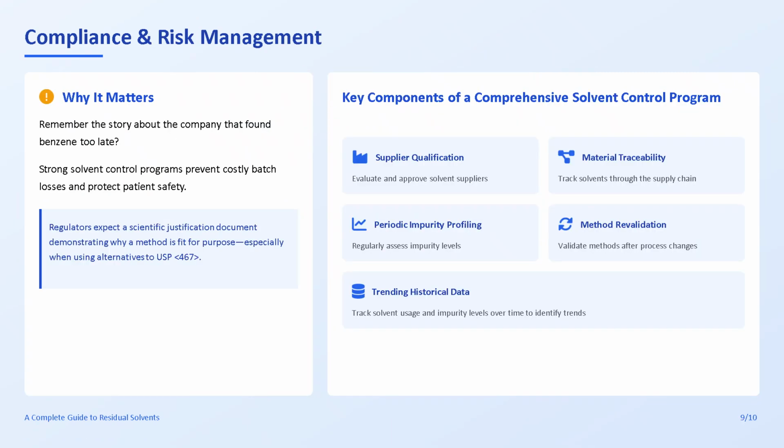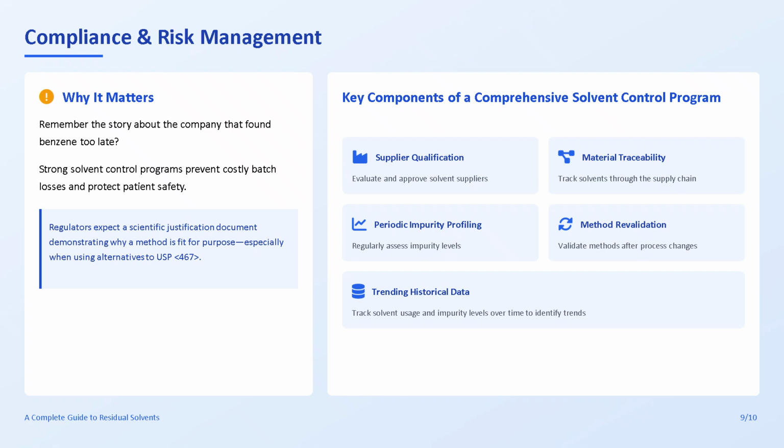Residual solvent control is more than just testing. It's a complete quality system. A strong control program includes supplier qualification, material traceability, routine impurity profiling, method revalidation after process changes, and trending of historical solvent data to catch issues early.